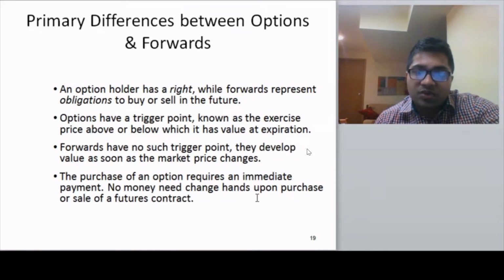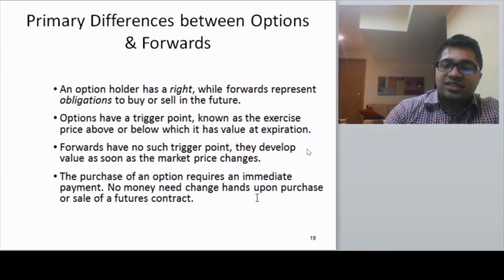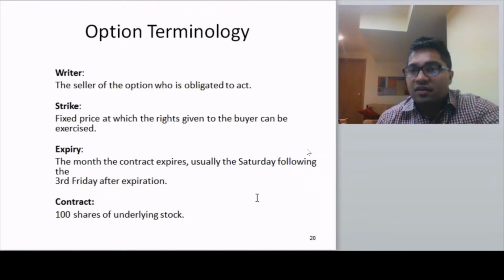The purchase of an option requires an immediate payment, so you have to pay premiums to buy options. No money needs to change hands when you buy and sell futures or forwards.